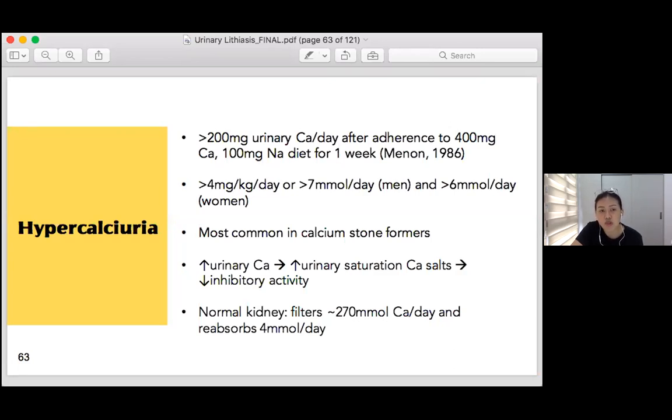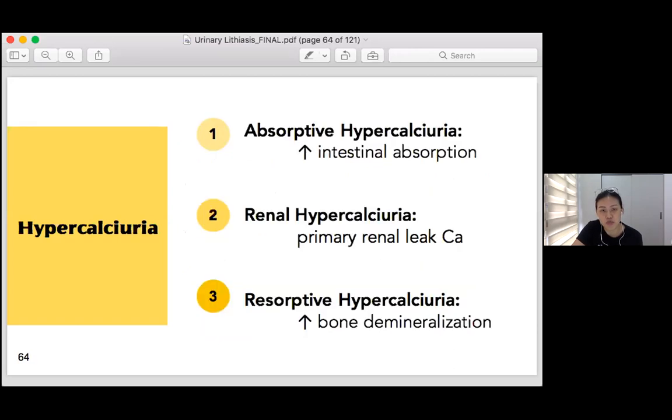This is the most common abnormality that is identified in calcium stone formers, because the high urinary calcium can lead to increased urinary saturation of calcium salts and also a decrease in inhibitory activity. Calcium transport is regulated at 3 sites: the intestine, the bone, and the kidneys. So dysregulation at any of these sites could lead to hypercalciuria.